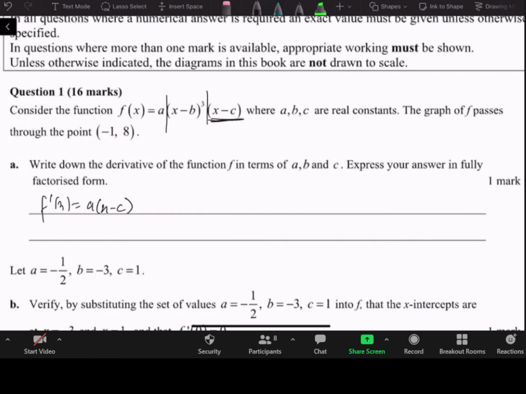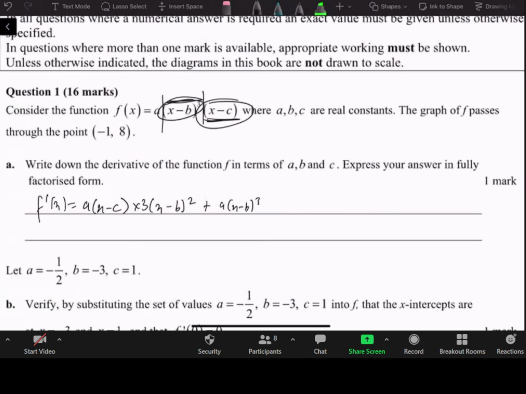So you would leave this one alone and then multiply it by the derivative of this one, so x minus b to the power 2, and then you would add, this time, the derivative of that one, but that would actually just be 1, so just leave it like that. But it asks for fully factorized form, and you can see you can factorize a and x minus b.